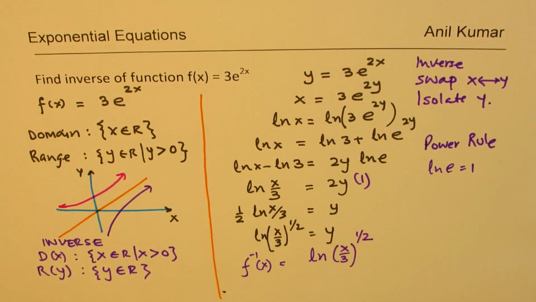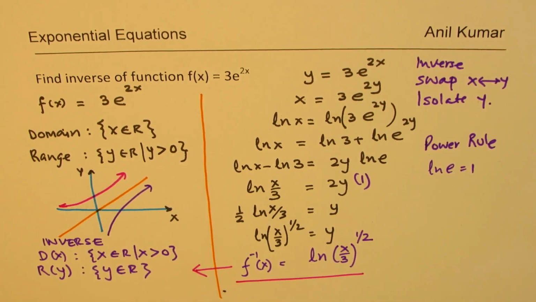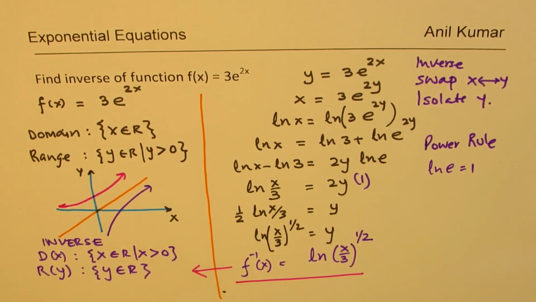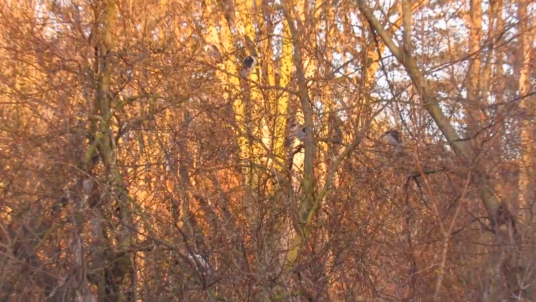Is that clear? Whose domain and range is given here, right? And that is how the graph is going to look like. Perfect. So that is how we are going to find the inverse of our function. I hope the steps are absolutely clear.